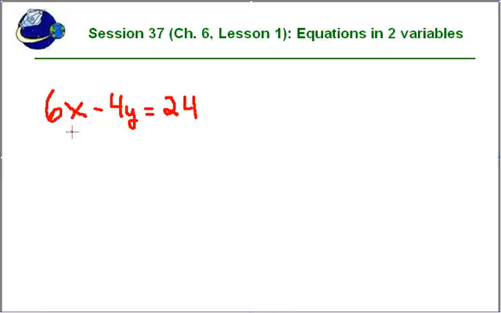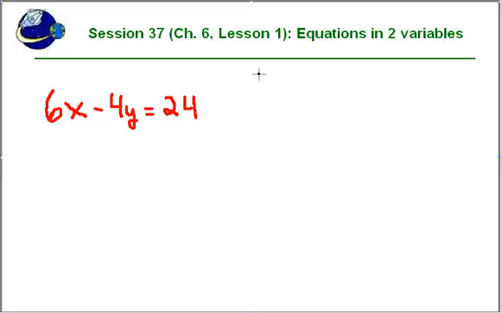Okay, let's take a look here. We have an equation that says 6 times x minus 4 times y equals 24. The question is, are there any values for x and corresponding values for y that will make this equation true? Well, there are.